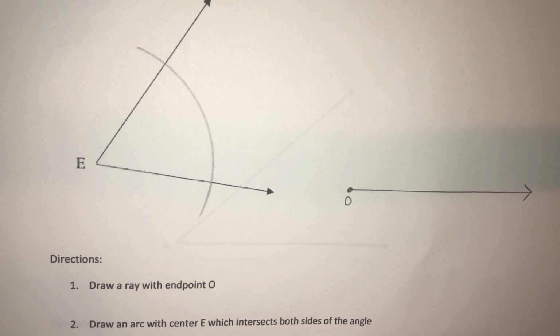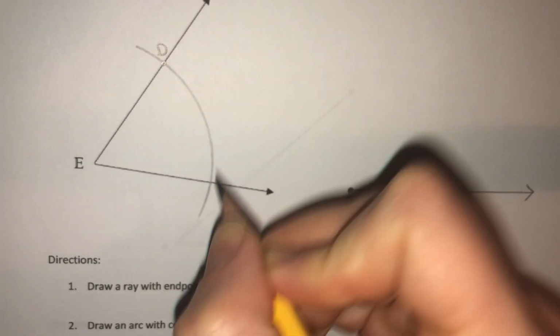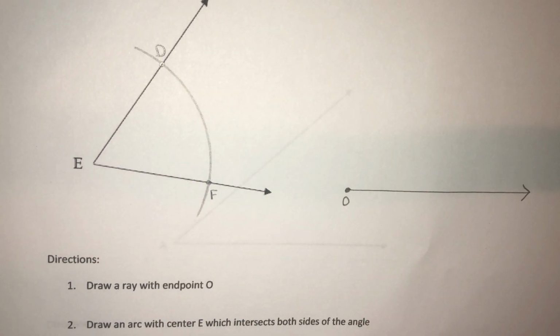Label the points of intersection as D and F. So this intersection point will be D, and this intersection point will be F.